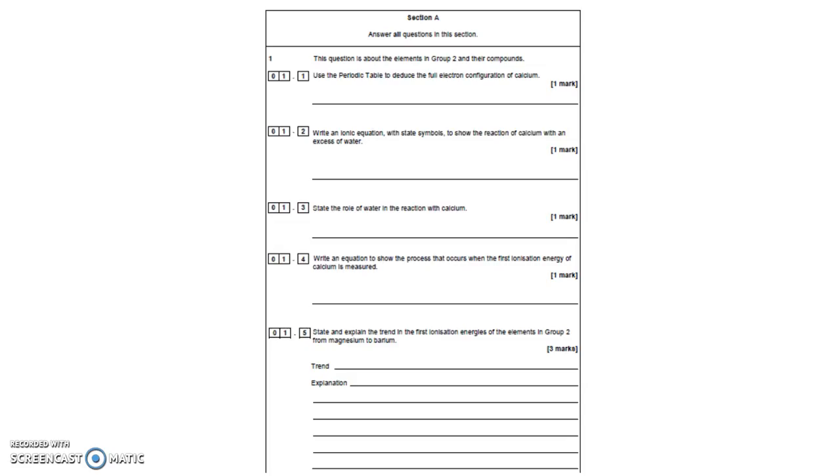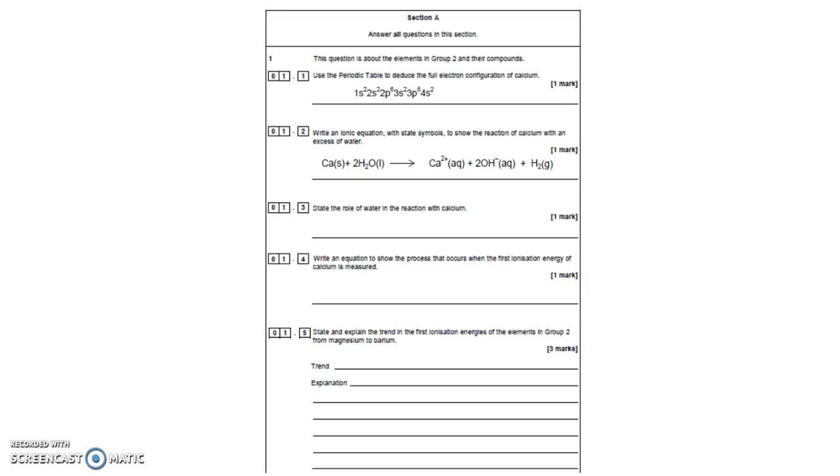Here's Chemistry Paper 1. Use the periodic table to deduce the electron configuration of calcium. It's got 4 shells, it's in group 2, so it's got 4s2, and it's got a backfill of 1s2, 2s2, 2p6, 3s2, 3p6.